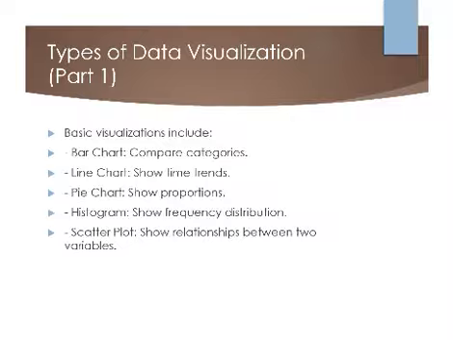The next part is the types of data visualization. The basic visualization types: first is the bar chart that compares categories. The second is the line chart that shows time trends. The pie chart shows proportions. The histogram shows frequency distribution. The scatter plot shows the relationship between two variables.